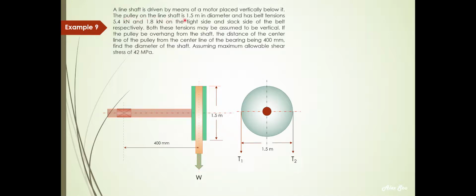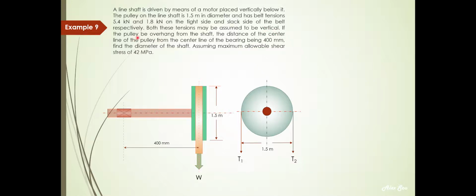Now the pulley on the line shaft is 1.5 meter in diameter. So this diameter here is 1.5 meter, and it has belt tensions of 5.4 kilonewton and 1.8 kilonewton. So we have the maximum tension, the tight side tension, 5.4, and then the slack side tension of 1.8 kilonewton. Now both these tensions may be assumed to be vertical. So in this case we don't need the angle of lap, as it's 180 degrees actually.